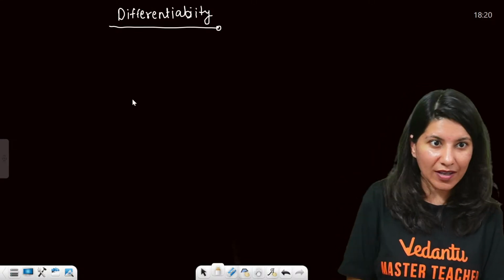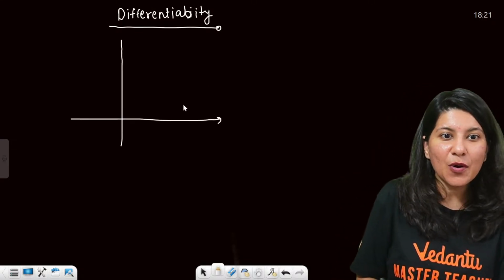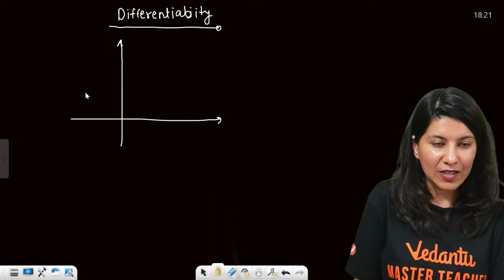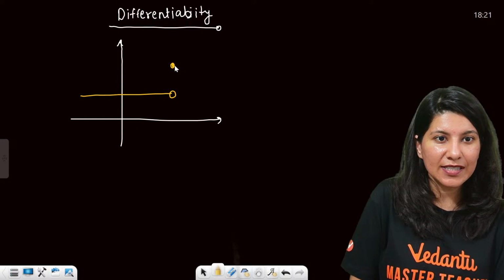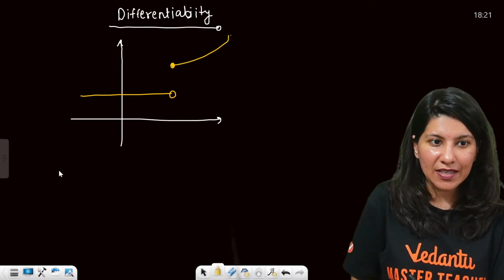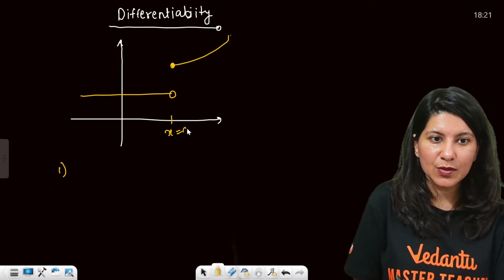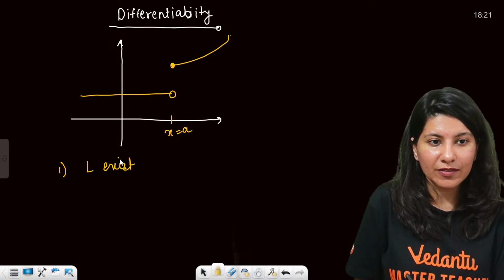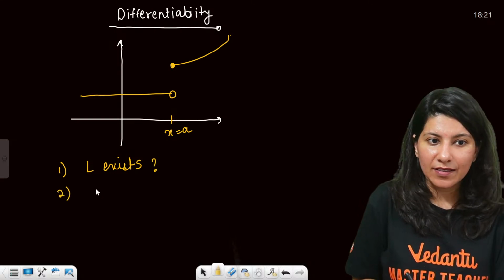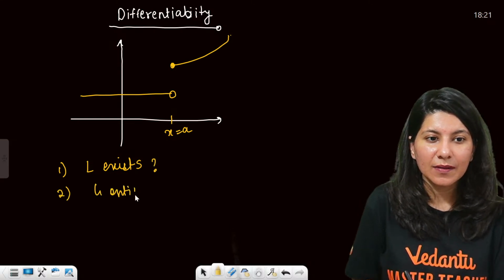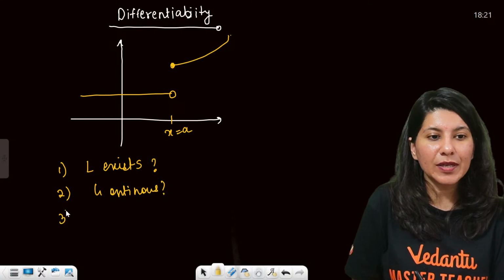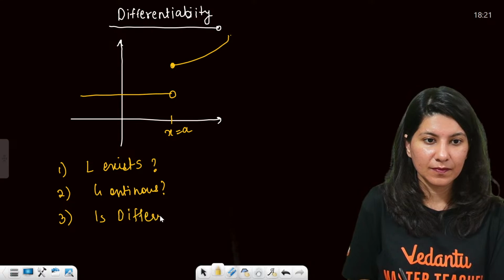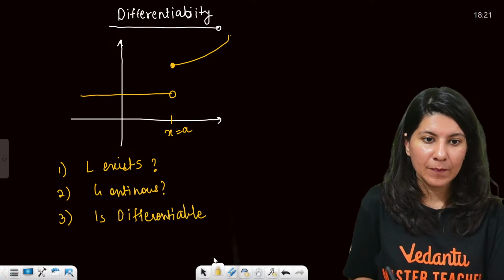I will give you a graph and you have to tell me in the comment section whether it is differentiable or not differentiable. So let's do this. Now this is your graph. Just tell me, first thing, this is x equals to a. You have to tell, does the limit exist or not? First question. Second, is the function continuous? Third question, is it differentiable? Tell me in the chat box.